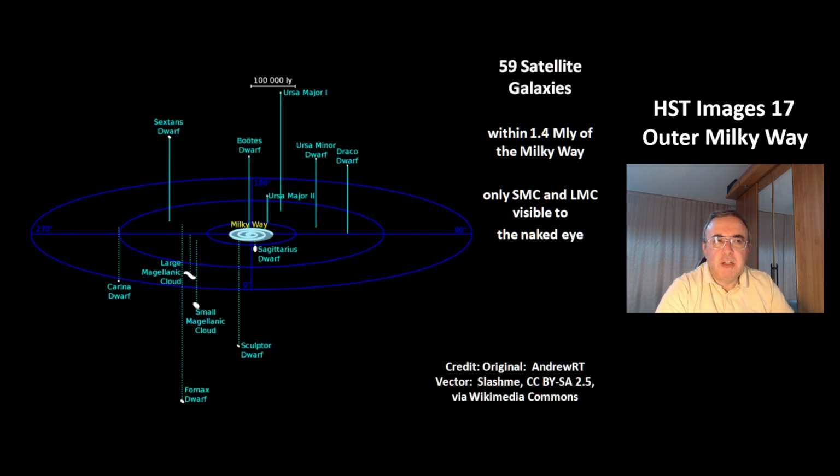This is a picture of a few of the 59 satellite galaxies of the Milky Way. These satellite galaxies are within 1.4 million light years of the Milky Way. Only the Small Magellanic Cloud and the Large Magellanic Cloud are visible to the naked eye.